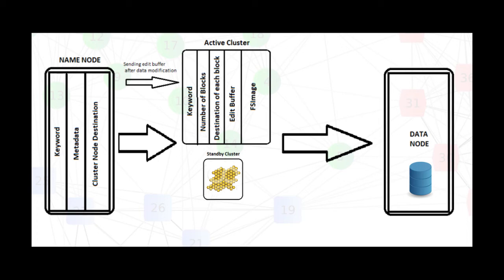Whenever an update occurs in a file, such as renaming of the file, the edit buffer is sent along with the closing signal to the secondary memory. So when the edit buffer is sent, the standby name node in the secondary memory is updated. That is, the FS image and the edit buffer will be merged. So at the time of the crash, the standby name node in the secondary memory will act as the active one, and the other one will be updated.